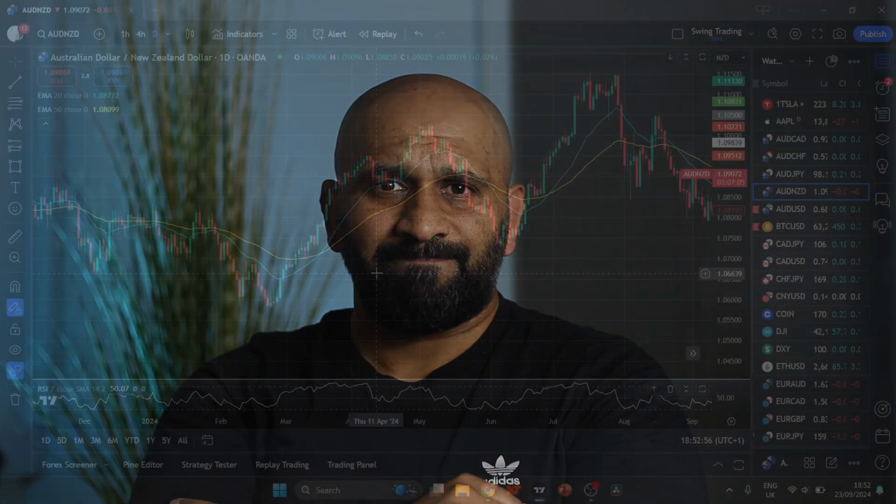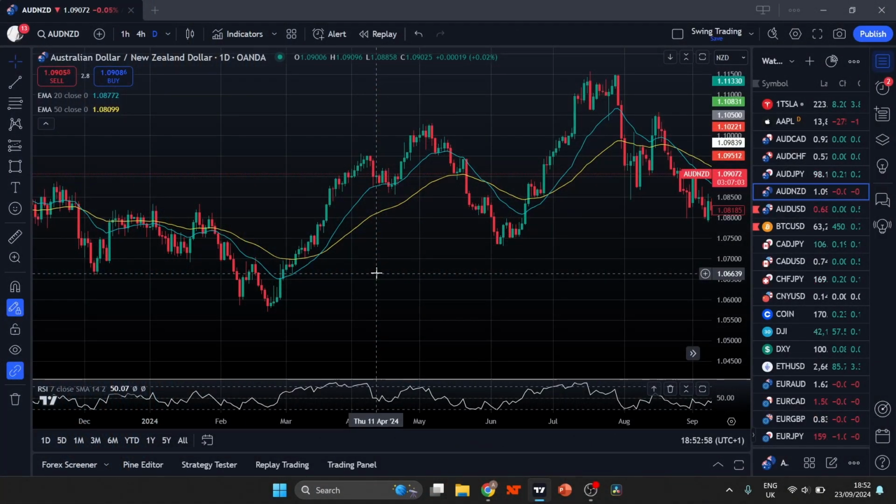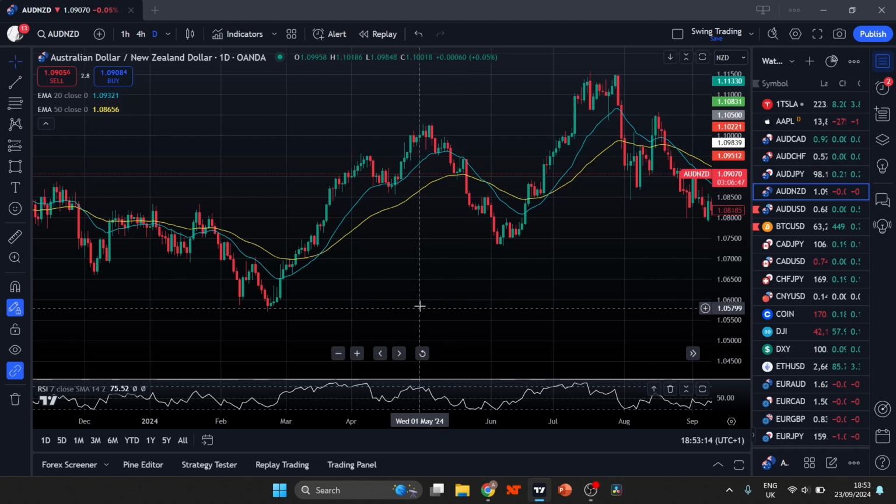In order to demonstrate exactly how we draw out support and resistance, I've come onto the charts here. So this is TradingView, one of the best platforms you can get. So I would highly recommend TradingView. I use it all the time for live accounts, demo accounts. This is definitely one of the best user-friendly platforms you can get.